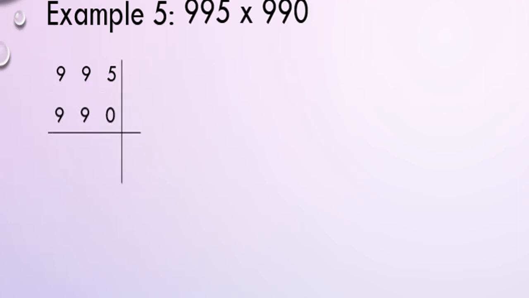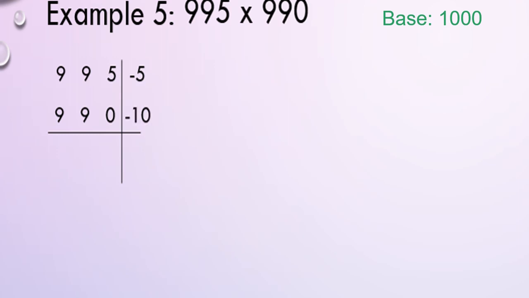Step 1. The first thing that has to be noted here is the base. Both numbers 995 and 990 are close to 1000. So our base in this case is going to be 1000. 995 is less than 1000 by 5. So we write minus 5 on the right hand side of vertical line. Also 990 is less than 1000 by 10. So we write minus 10 on the right hand side of vertical line.